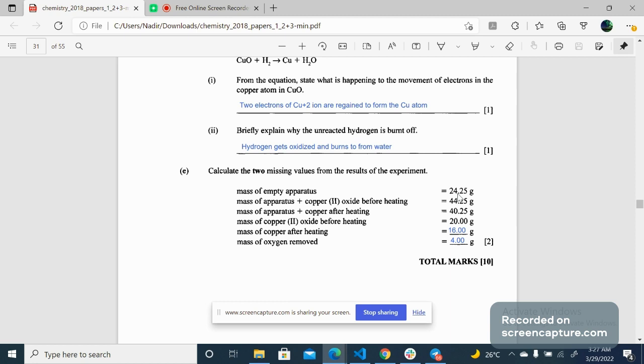So if we just exclude the mass of apparatus, which is 24.25, from this mass of the system, this system which included the apparatus and copper after heating, we have to take this value which is 40.25, and exclude from it the mass of apparatus, which is 24.25. If we exclude 24.25 from 40.25, we are left with only 16 grams. So this is what we have to write in here, only the mass of copper excluding the mass of apparatus.